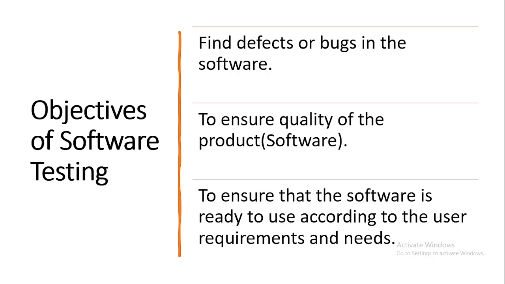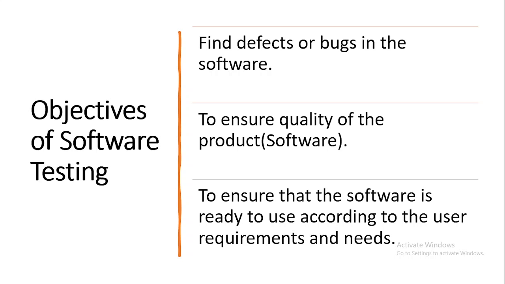So, moving on to the objectives of software testing. I mentioned it earlier. What is the main objective, the most important one? We have already discussed it: find defects or bugs in the system. We have to make sure that our software is bug free or defect free. The second point is to ensure the quality of the product, or in our scenario, the software.